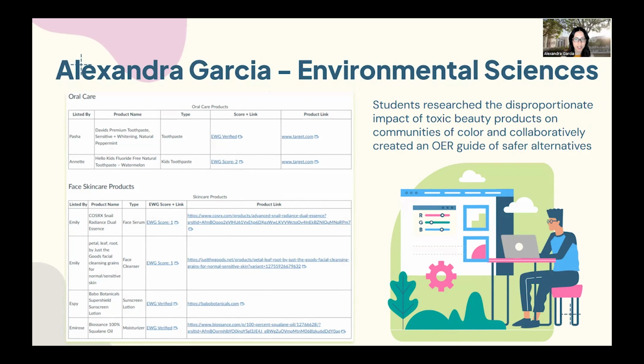Then they worked together to build a Canvas wiki, which you see right here, as a shared resource of safer products, helping them connect environmental health to systemic racism in a real and practical way.